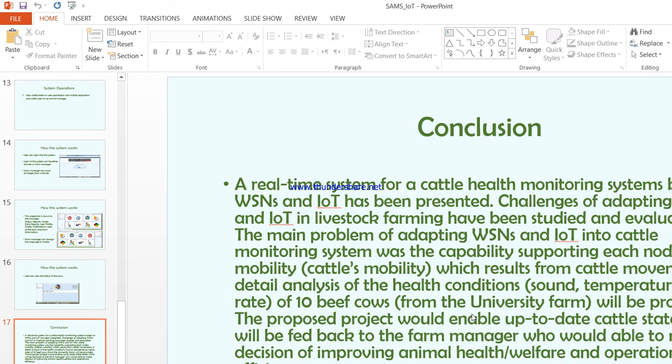A detailed analysis of the health condition, sound, temperature, and heart rate of 10 beef cows from the university farm will be provided. The proposed project would enable up-to-date cattle state, which will be fed back to the farm manager, who would be able to make decisions for improving animal health, welfare, and operational efficiency.